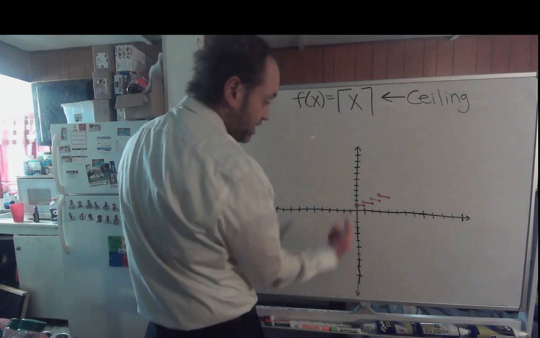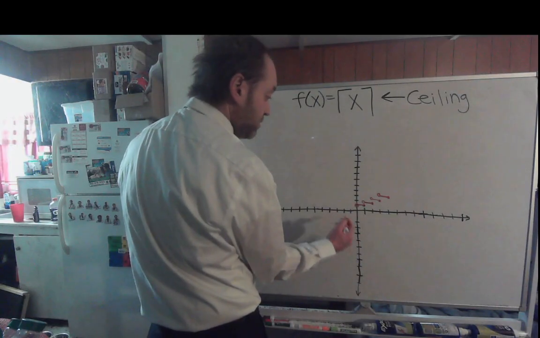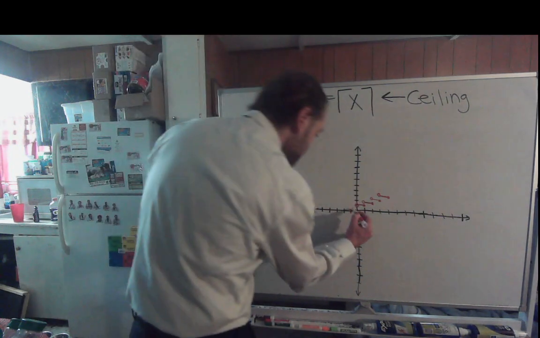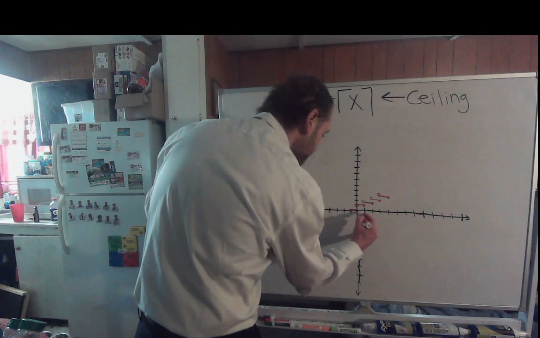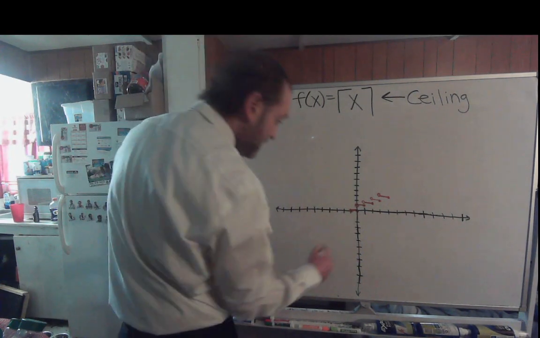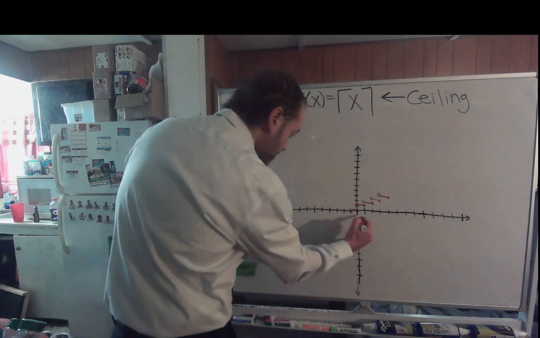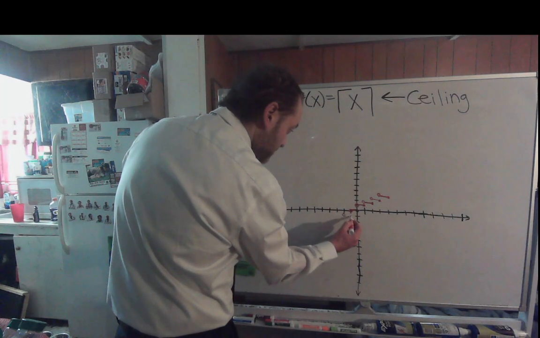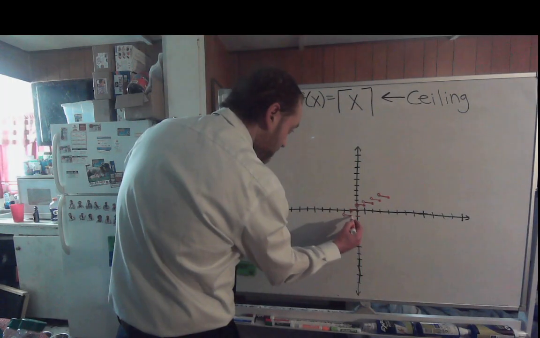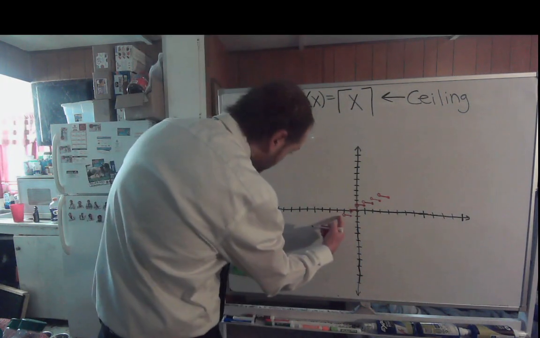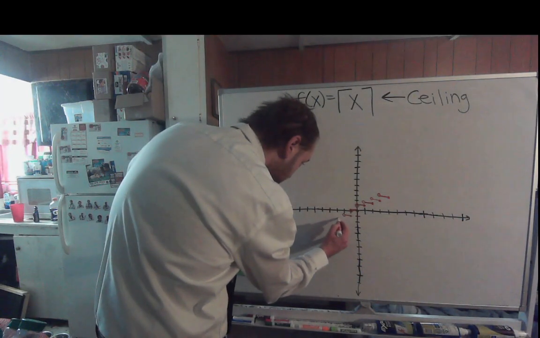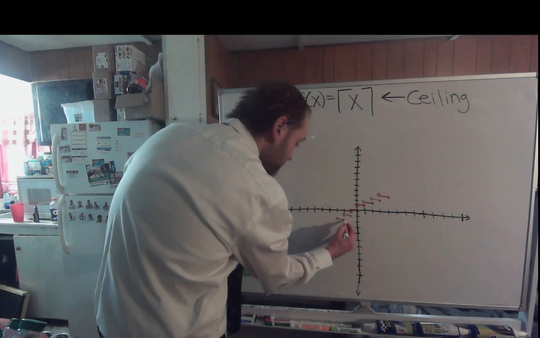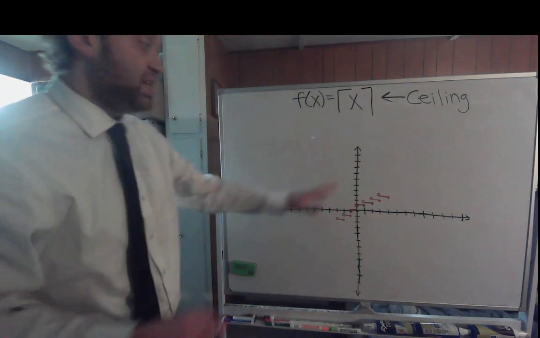Now, of course, if I want to go negative, negative 1 itself wouldn't round to 0, so I'd put an open circle there, but every number between negative 1 and 0 would round to 0. Then negative 2 itself wouldn't round to negative 1, but every number between negative 2 and negative 1 would round to negative 1. Then negative 3 itself doesn't round to negative 2, but every number between negative 3 and negative 2 would round to negative 2. So I'm sure you're starting to see that stair-step pattern.